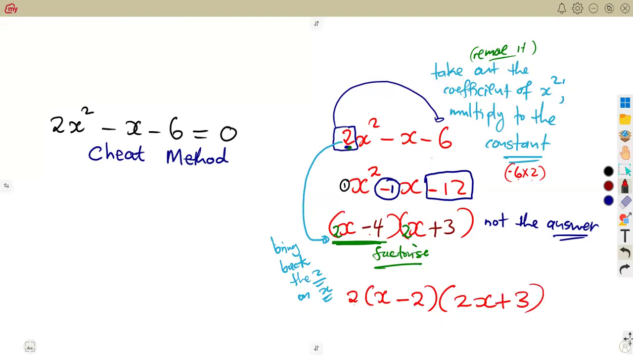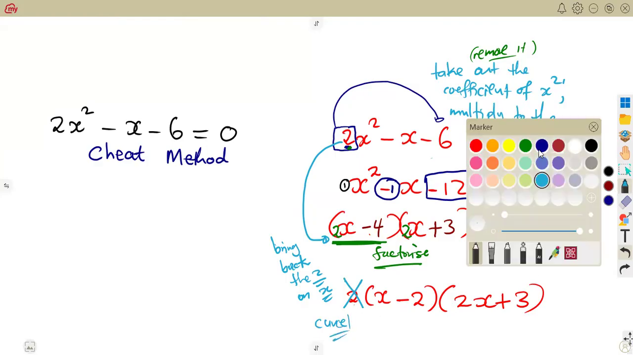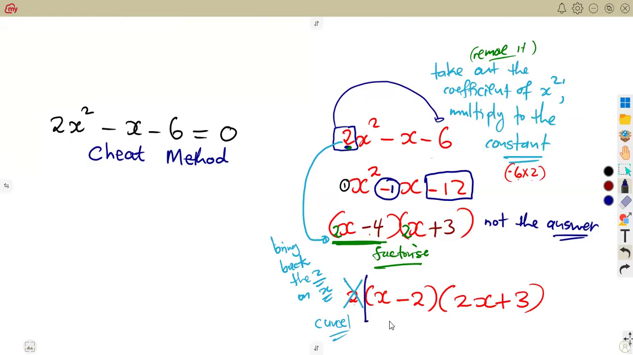So that is going to give us our answer by removing the 2 that we factored out. We cancel that. This one is not part of our answer. So the answer is going to be the remaining part, this one. This is going to be your answer for the factorization.